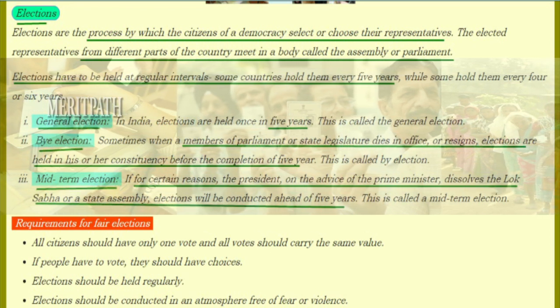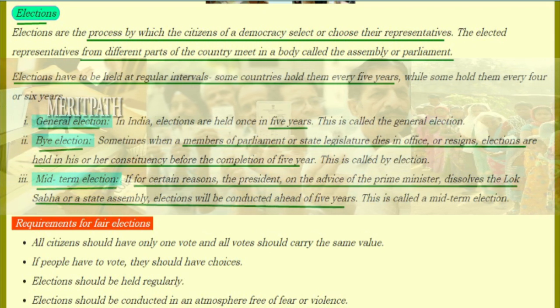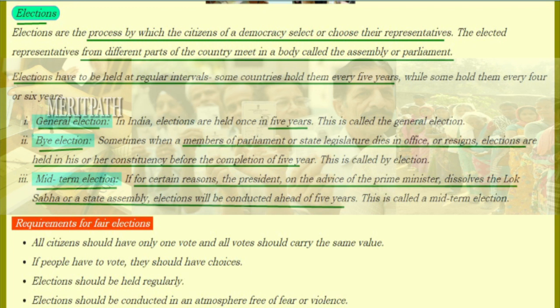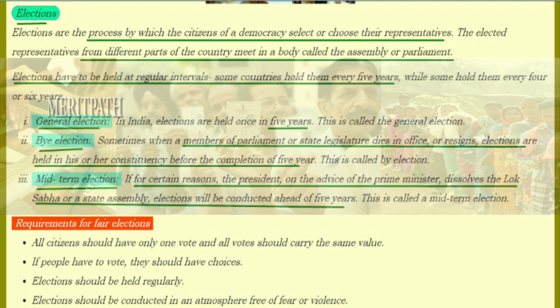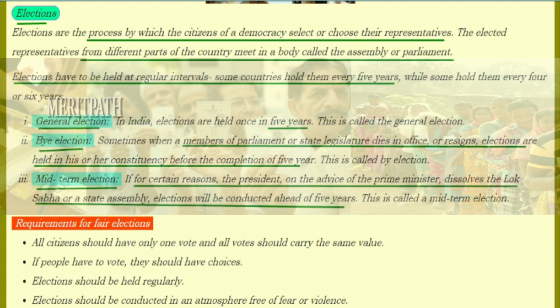Next is midterm election. Suppose for any reason the president, on the advice of the Prime Minister, dissolves the state assembly, then elections will be conducted before 5 years. This is known as midterm election.